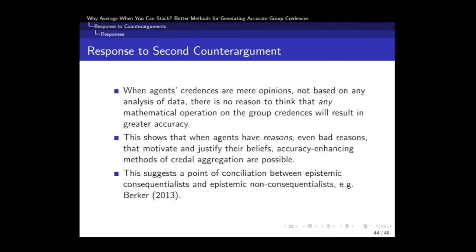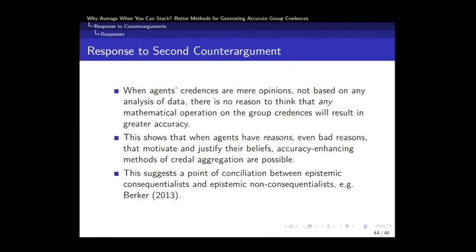And so I don't think that when agents' credences are mere opinions, not based on anything, we should expect some aggregation procedure on them to get really accurate credences. If you just think about this, if neither of us is a meteorologist, neither of us has been observing the weather in a place for any amount of time, and I think there's a 0.3 probability that it's going to rain in Istanbul tomorrow, and someone else thinks it's 0.7, but none of us really knows anything about that system, then it's not clear to me that there's anything we can do with our credences that we should expect to get us closer to the truth, right? And what I think this reveals, which is a cool subtlety of all of this, is that when agents have reasons, even bad reasons, that motivate and justify their beliefs, accuracy-enhancing methods of credal aggregation are possible, right?